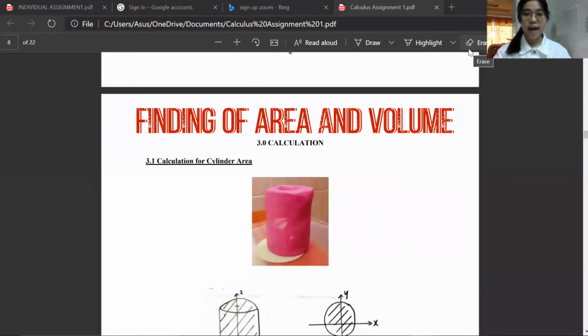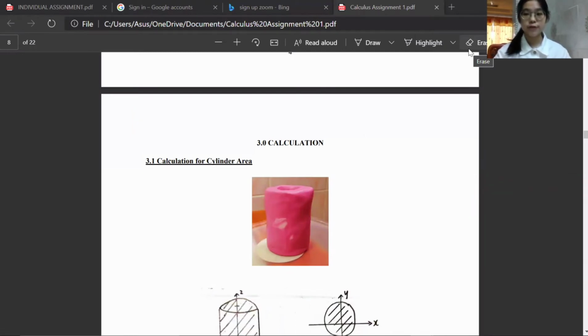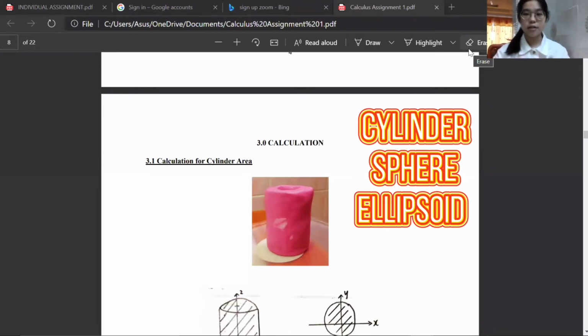The finding of area and volume. In this individual assignment, we are required to use multiple integrals, which are the double integral and triple integral, to find the area and volume. The mechanical part that I chose is the coupling shaft. This is the model of my coupling shaft. In my coupling shaft, there are three different types of shape, which are cylinder, sphere, and ellipse.